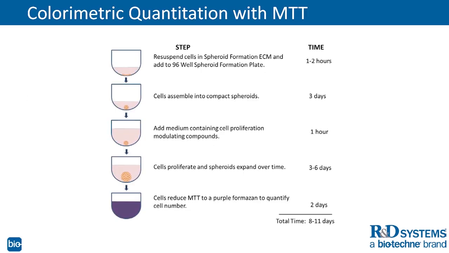Similarly, for colorimetric quantitation, we use MTT. Again, we're using the exact same protocol for spheroid formation and spheroid treatment. And then at the end, we're just adding 1/10 volume of our MTT reagent, which the cells will reduce to a purple formazan crystal. And then we will actually solubilize the cells and the crystals and read absorbance values.